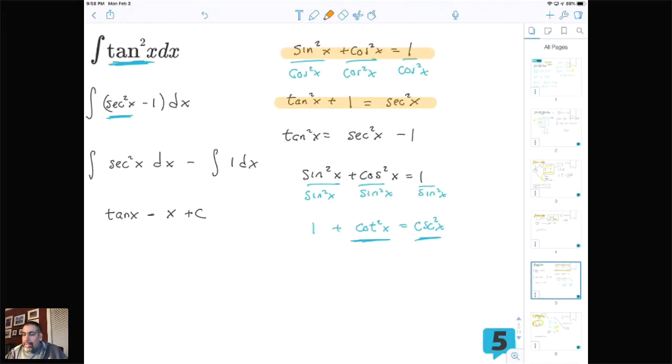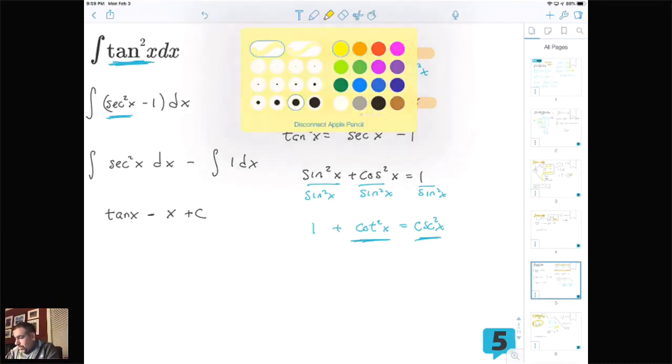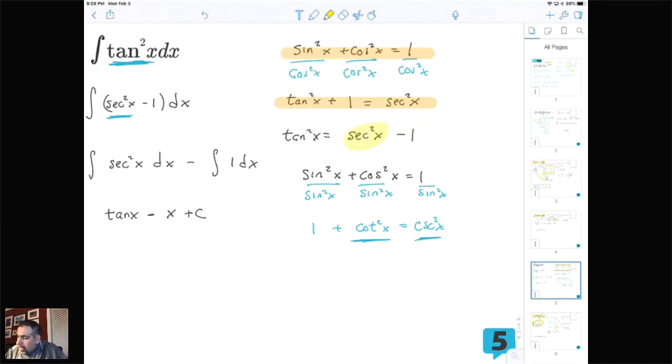In the next one, this is a trigonometric identity. If you see a squared trig function, then you can use your trigonometric identities and rewrite that in terms of other squared functions. And just remember, when it comes to squared functions, the ones that we like the best for integrating are secant squared and cosecant squared, because both of those have integrals that are direct. You can just integrate them immediately.